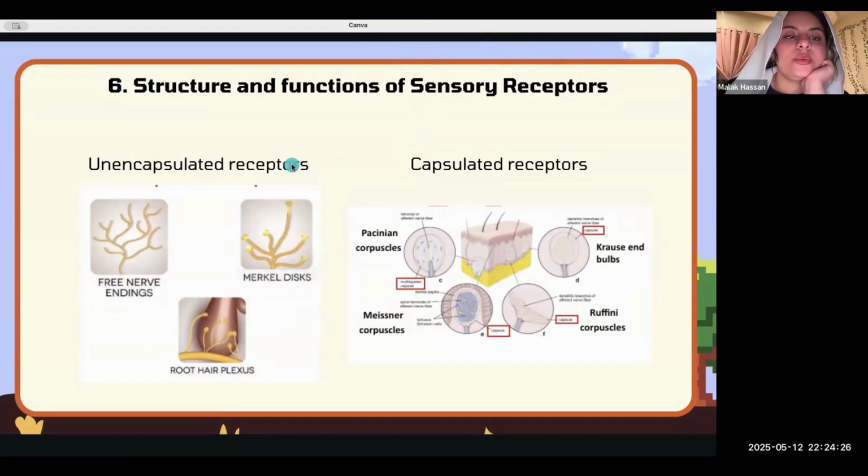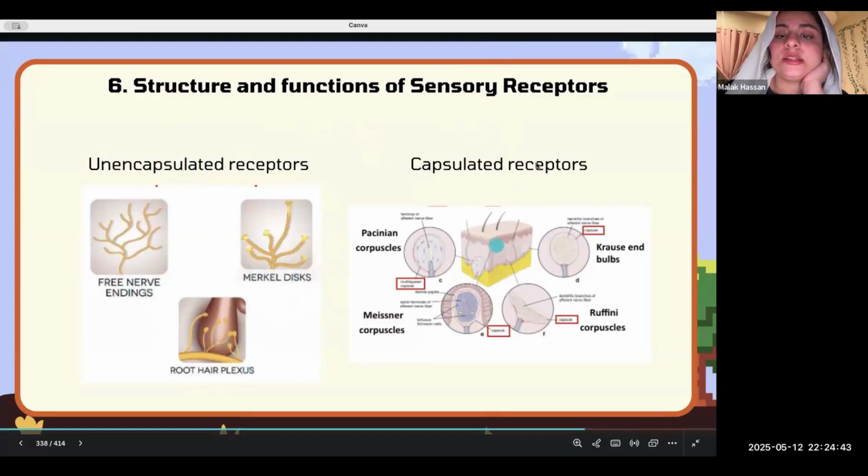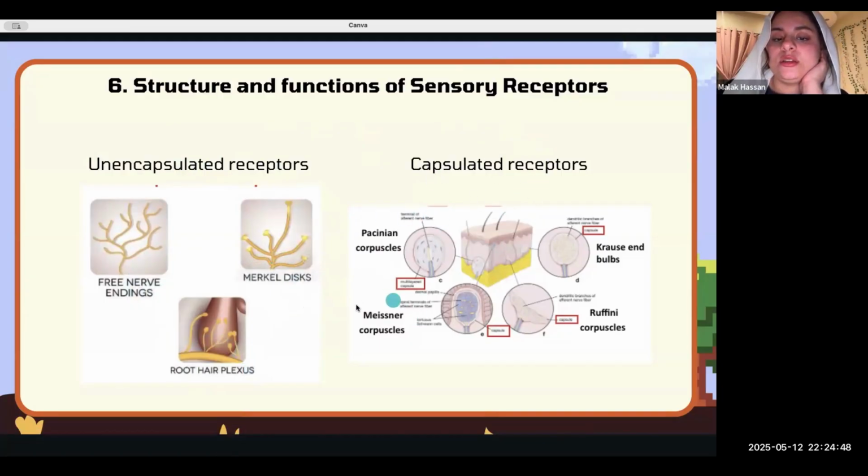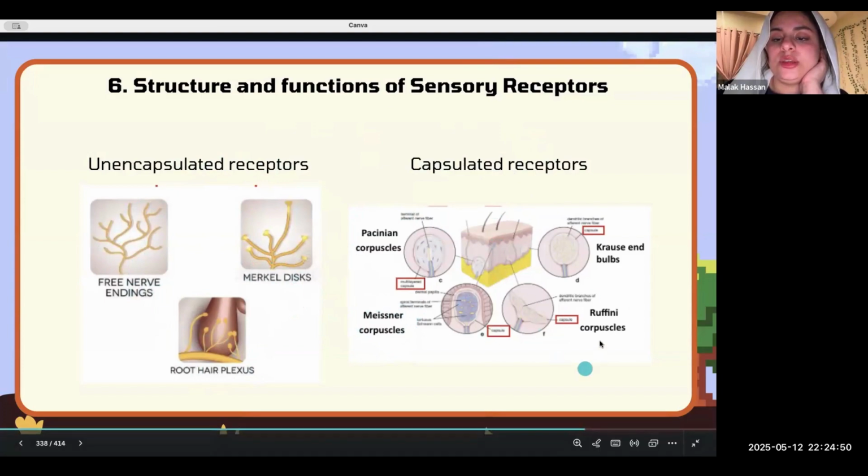Okay, so now that we have talked about all the cell types, let's talk about the sensory receptors. There are unencapsulated and encapsulated receptors. The unencapsulated ones are the free nerve endings, the Merkel discs we just talked about, and something called the root hair plexus. And then we have the encapsulated receptors, like the Pacinian, the Meissner, and the Ruffini.